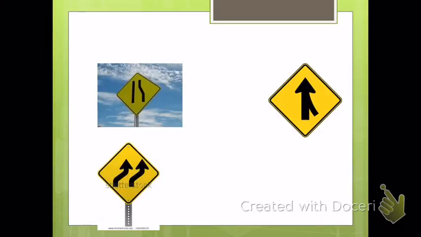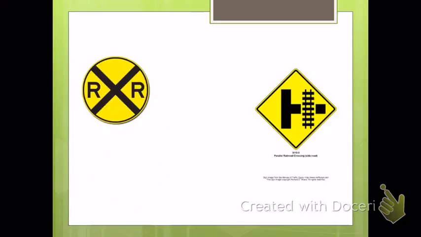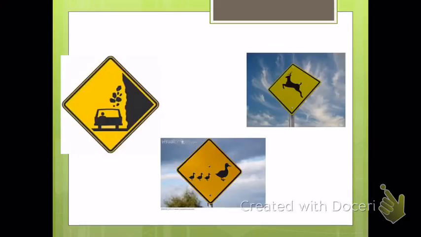All right, what about these? Tells you how the road's going to curve, right? It gives you a smaller version of what actually happens in the real world. These, a couple of different symbols for railroad tracks. We got falling rocks, deer crossing, duck crossing. Again, it's like a little miniature of what actually is going to happen in the real world.